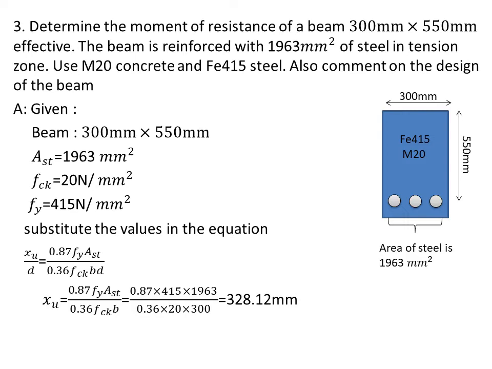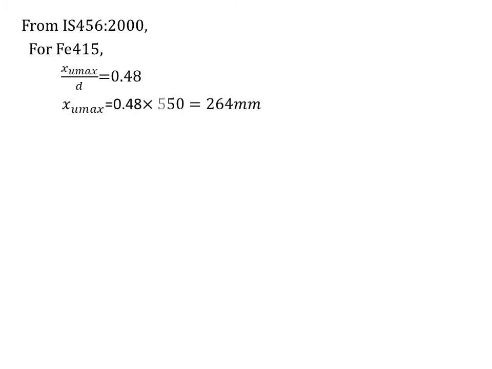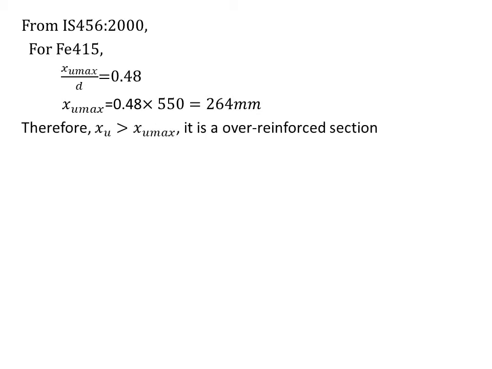Now from the IS code we check the xu max value, or xu limit value. From IS 456:2000 for Fe415, xu max by d is equal to 0.48 and the xu max value is 264. The xu value was 320, right? So that means xu is greater than xu max. Therefore, it is an over reinforced section.